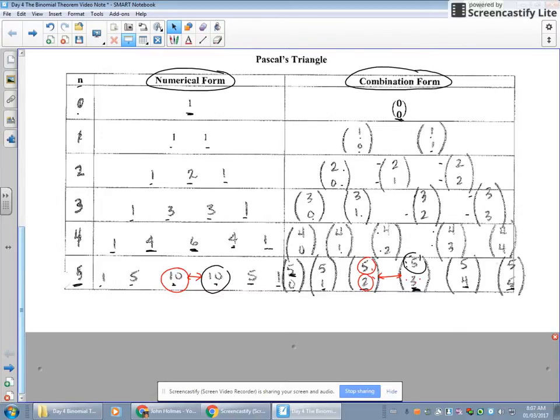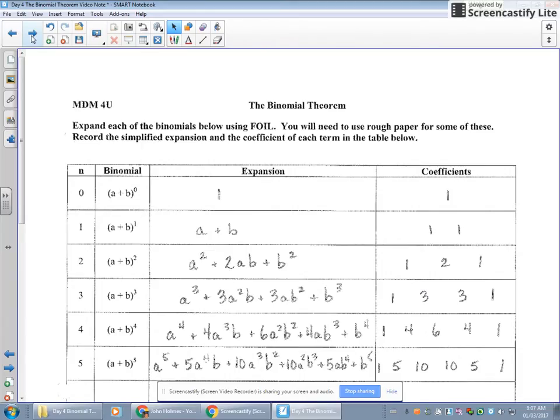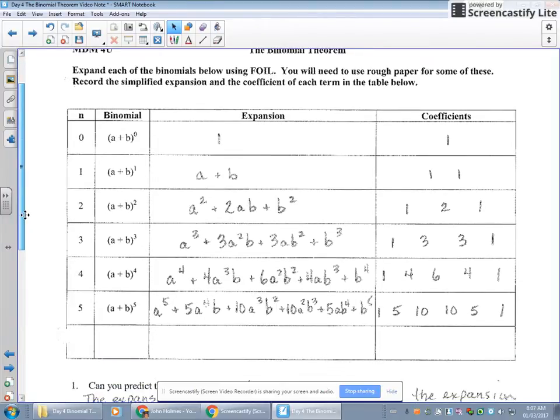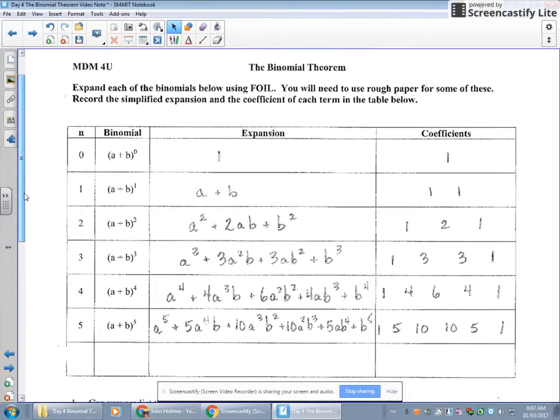Okay, let's continue on to page 2. Again, we're trying to come up with a way to express expansions of binomials. So on this page, we're asked to expand each of the binomials below using FOIL.